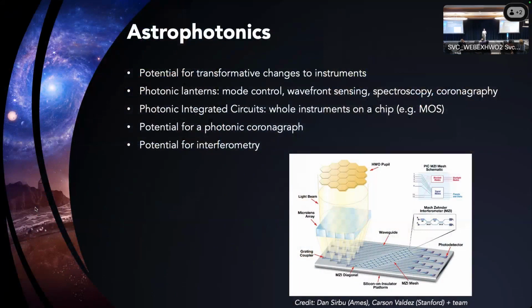So astrophotonics, you probably know, is a field that uses different ways of handling light to combine it in ways that you can't do very easily in free space. It has potential for some really transformative change in the instrumentation. Some of the kinds of ideas we've heard about use things like photonic lanterns to control modes in ways that you can't very well do in free space. You can make better spectroscopy instrumentation, perhaps better coronagraphy instrumentation using these.